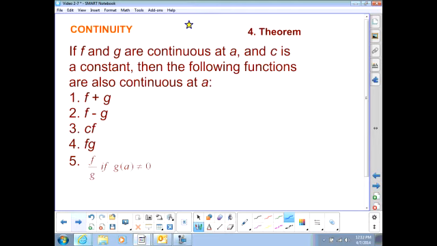Now, some theorems about functions that are continuous. Say you have two separate functions, f and g, that are continuous. If you add those functions together, they will still be continuous at your value a. Same thing if you subtract them, or if you multiply by a constant. If you multiply the functions together, it'll still be continuous at a. And same thing with division, provided that when you plug a into g's function, it's not 0, because that would make it undefined.